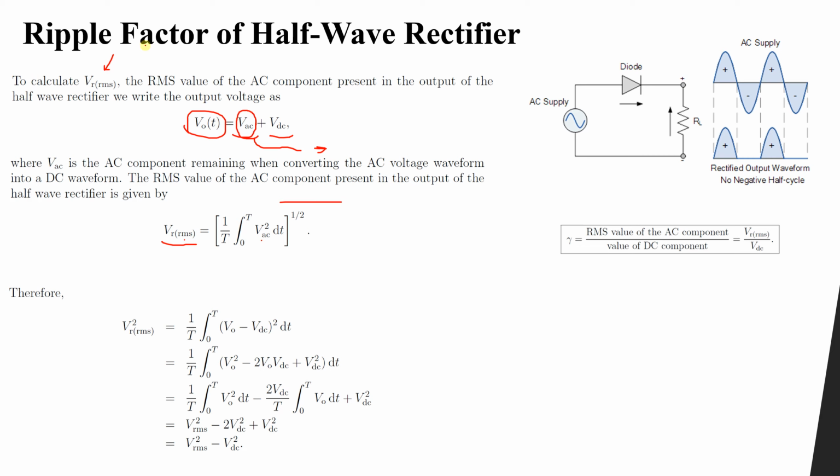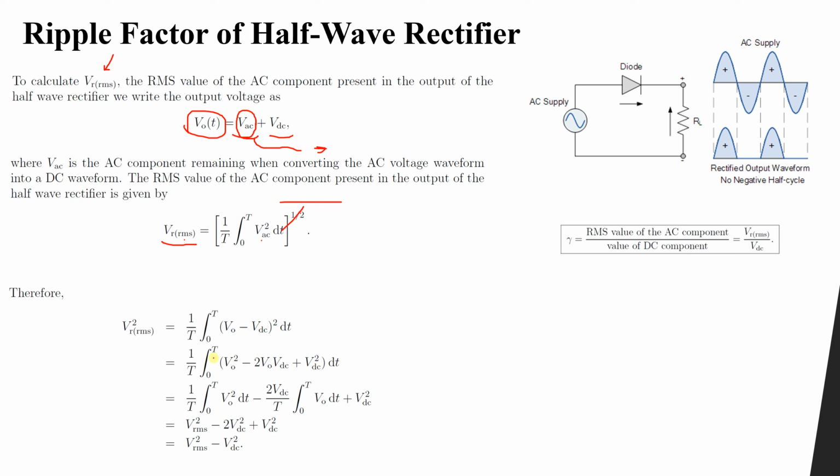So if we square both sides in order to eliminate this, VRMS square will be 1 over T, integration from 0 to T of the output signal minus the average, squared. This difference will give us only the AC component present inside the output waveform. Here, (Vout minus VDC) squared will be Vout square minus 2 Vout VDC plus VDC square.